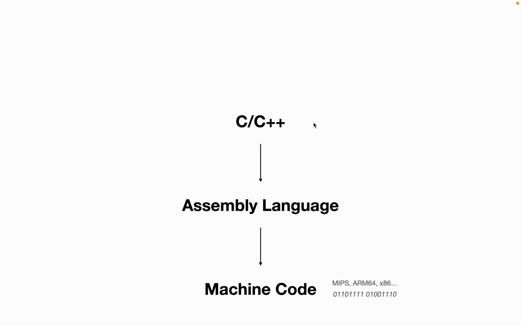And if you use C and C++, you need to use something called a compiler. Now, a compiler takes your code and converts it into an assembly language, and then it converts that assembly language using an assembler to machine code.